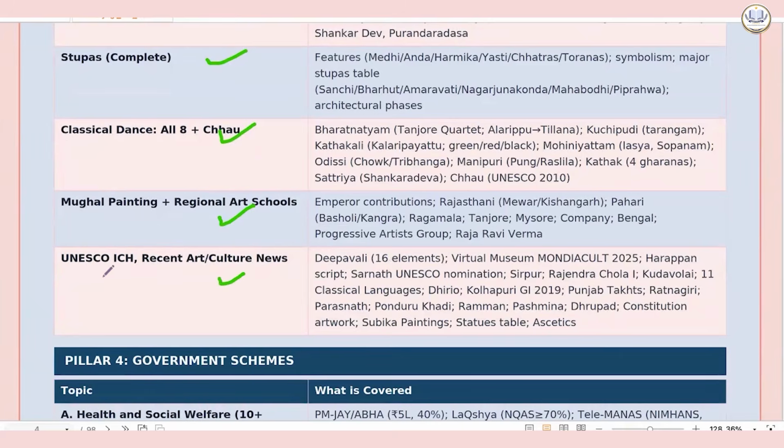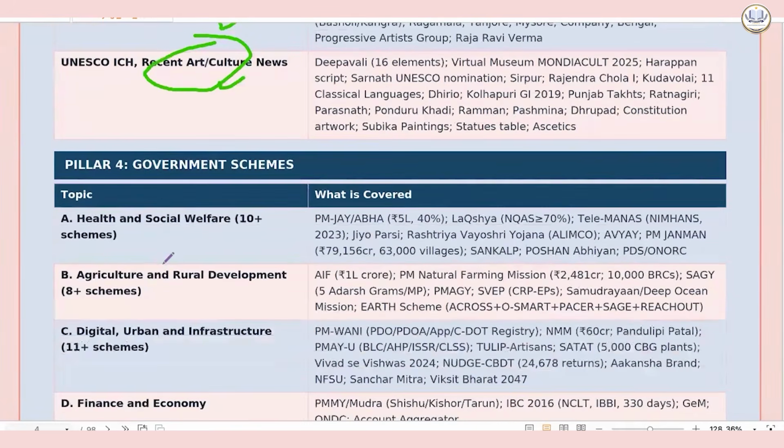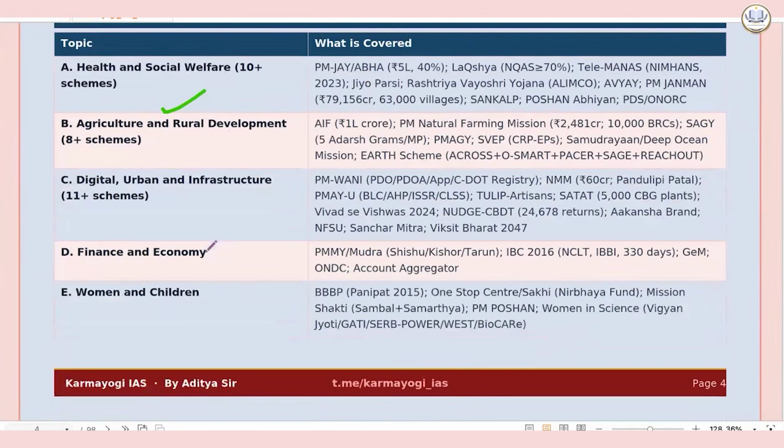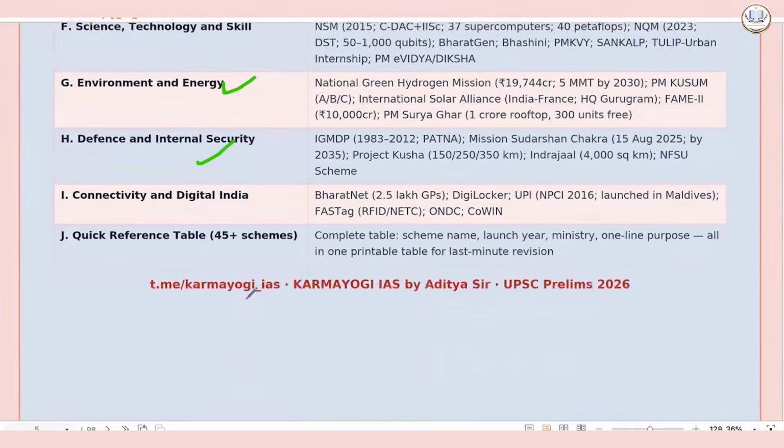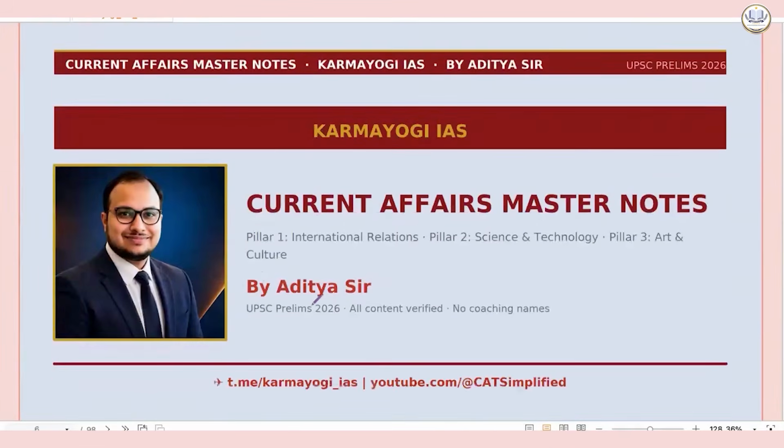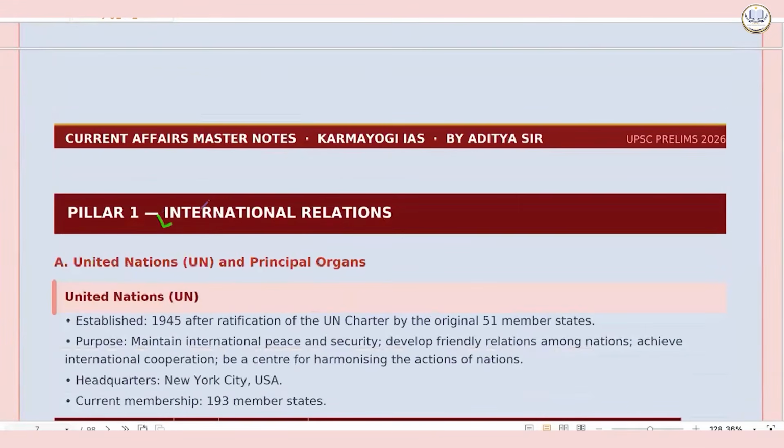and what all the elements have included, tangible, intangible, you must be knowing about it, and recent art and culture related current affairs. Then some of the most important government schemes which haven't been covered in the previous lectures. Okay, so I have bifurcated them as well. Now let's start the pillar 1, that is international relation.